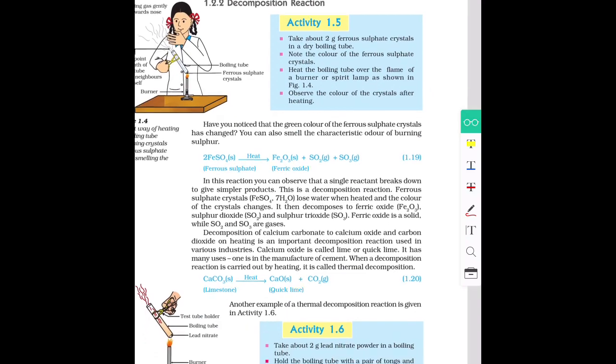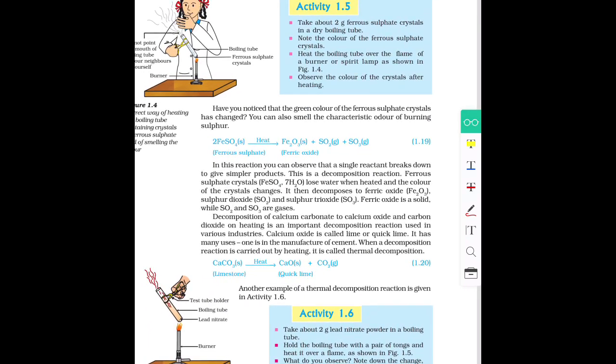This is a decomposition reaction. Ferrous sulfate crystals FeSO4 7H2O lose water when heated, and the color of the crystal changes. It then decomposes to ferric oxide Fe2O3, sulfur dioxide SO2 and sulfur trioxide SO3. Ferric oxide is a solid while SO2 and SO3 are gases. So, you will be able to understand how one single reactant broke down into 3 different products. This is a decomposition reaction.